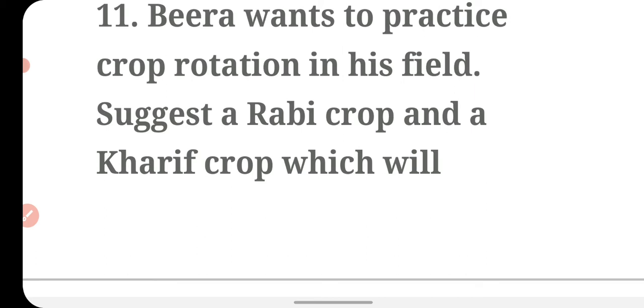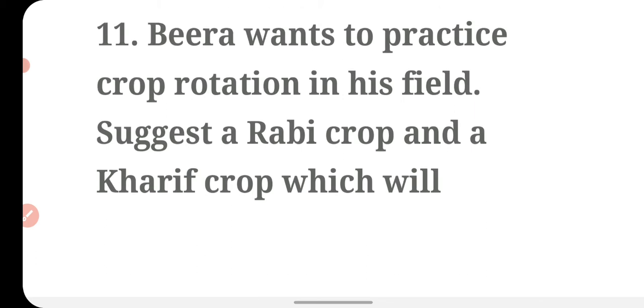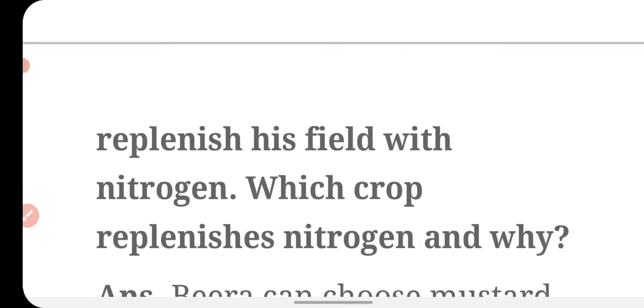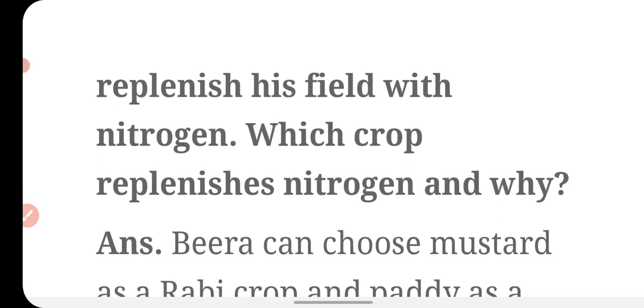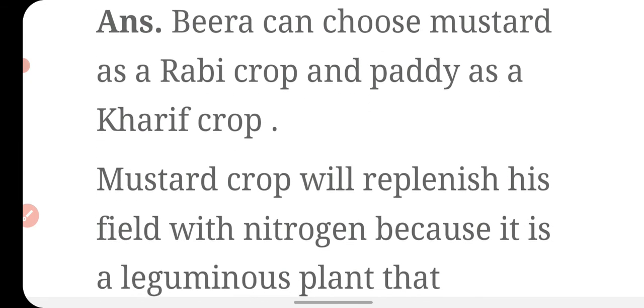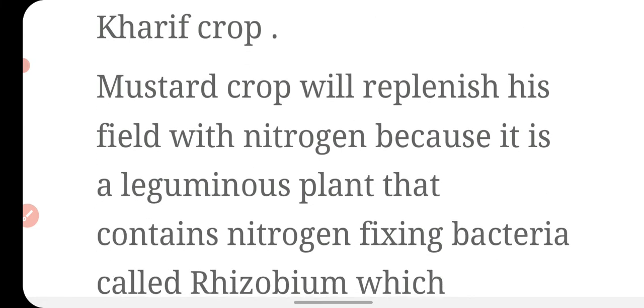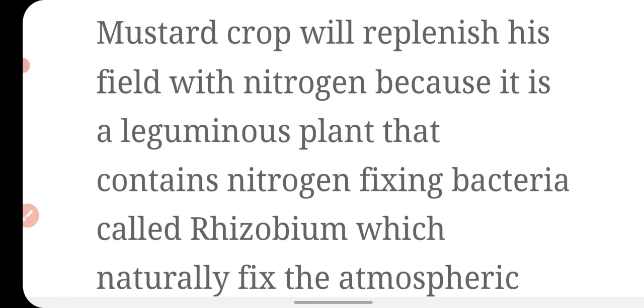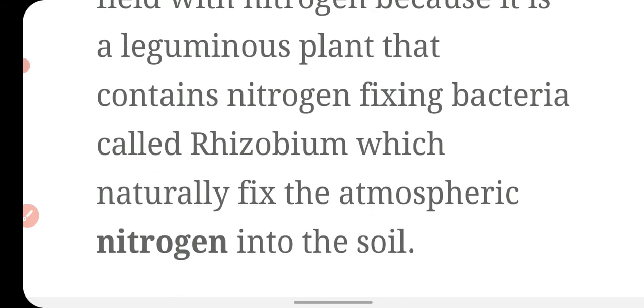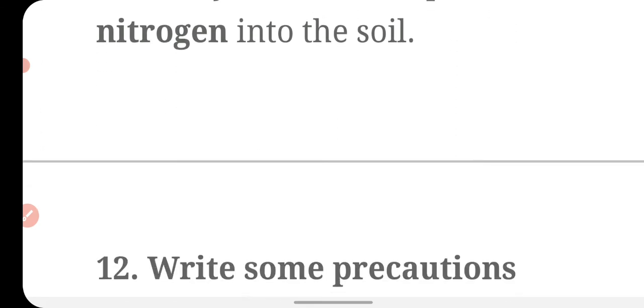Question number 11. Bira wants to practice crop rotation in his field. Suggest a Rabi crop and a Kharif crop which will replenish his field with nitrogen. Which crop replenishes nitrogen and why? So the answer is, Bira can choose mustard as a Rabi crop and paddy as a Kharif crop. The mustard crop will replenish his field with nitrogen because it is a leguminous plant and that contains nitrogen fixing bacteria called rhizobium, which naturally fix the atmospheric nitrogen into the soil.